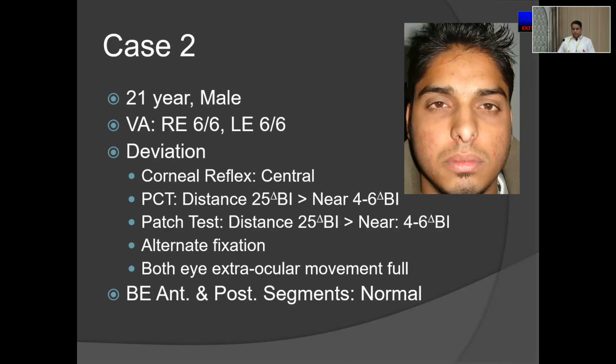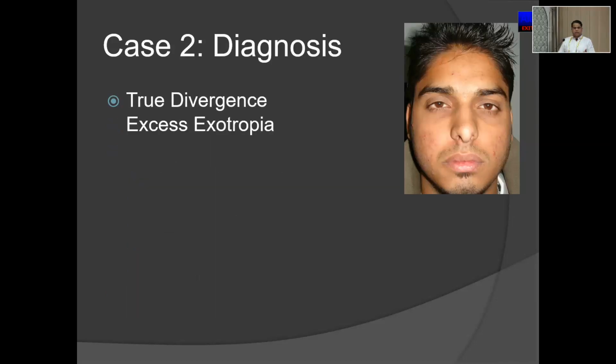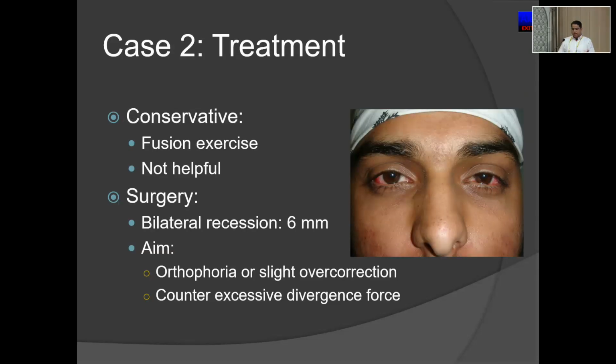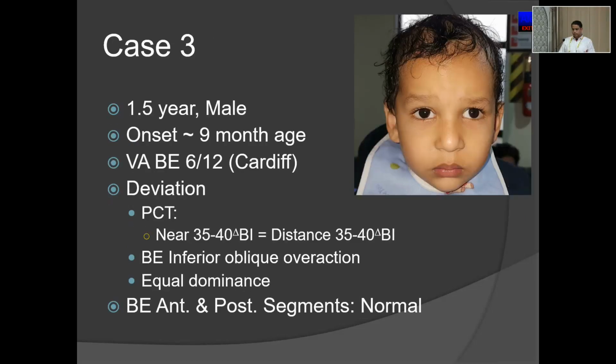Case 2 is a 21-year-old male, vision is 6/6 in both eyes. Here the distance deviation is more than the near deviation, and on doing a patch test we found that the distance deviation was again more than the near deviation. Other things were all normal. The diagnosis was true divergence excess exotropia, and the treatment was bilateral recession of 6 millimeters in both eyes, and the target was a slight overcorrection or orthophoria after surgery.